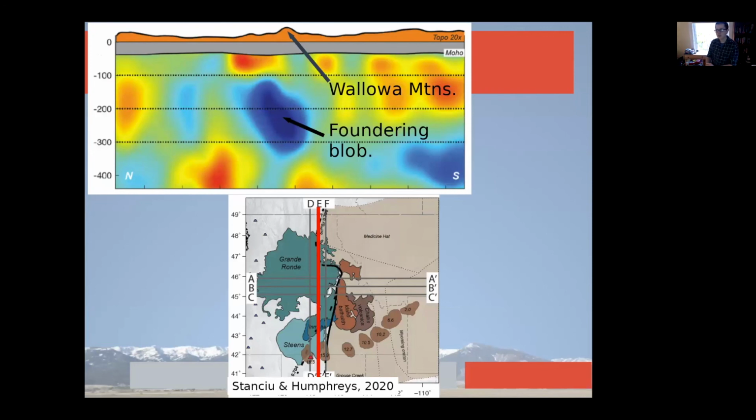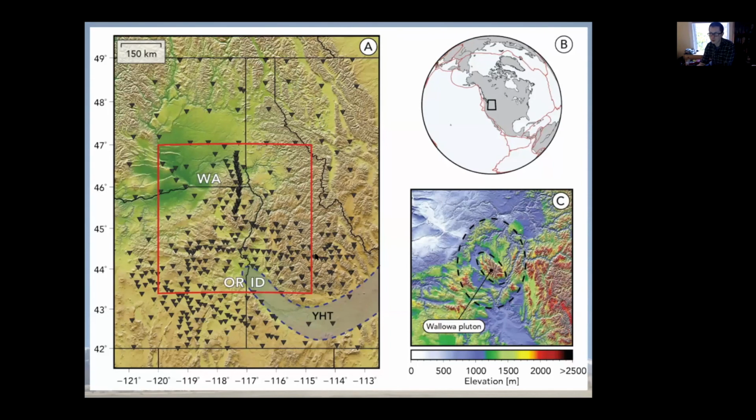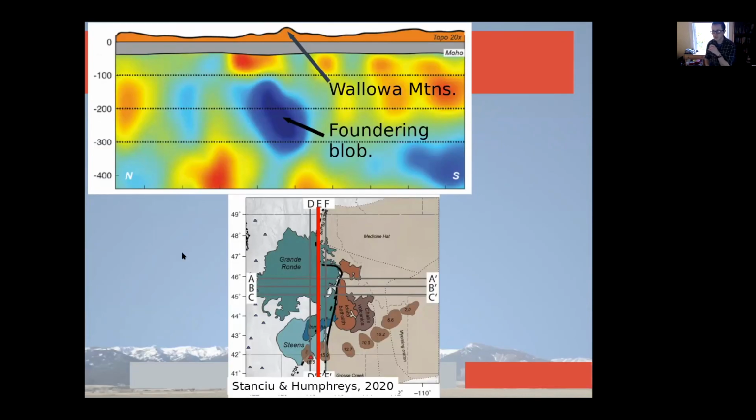And this study roughly coincided in time and space to some degree with the Idaho-Oregon array, which was deployed by Kathy Davenport and others. Using those data, both from the Wallowa array and the Idaho-Oregon array, plus the High Lava Plains and other transportable array data, Christian Stanciu formed these seismic tomographic images supporting this idea that there's a foundering dense blob below the Wallowa Mountains, and roughly what we expected to see in this area.